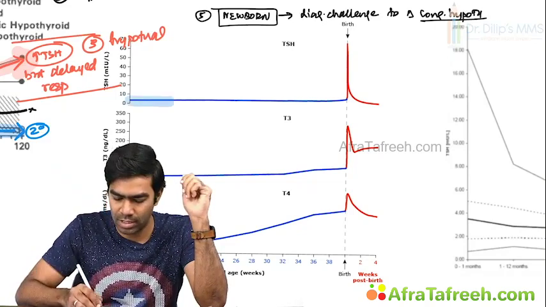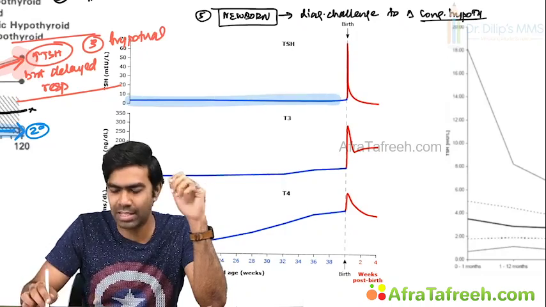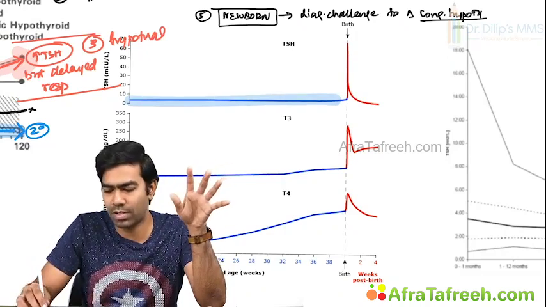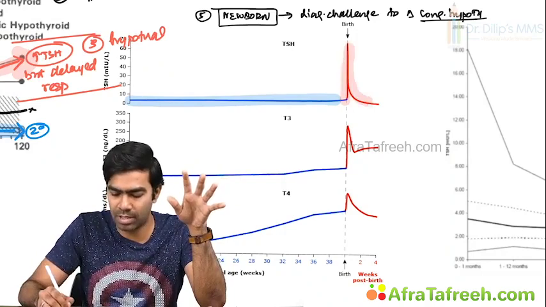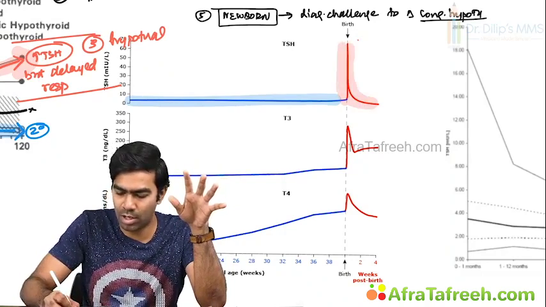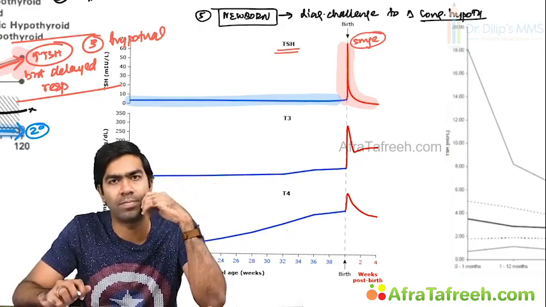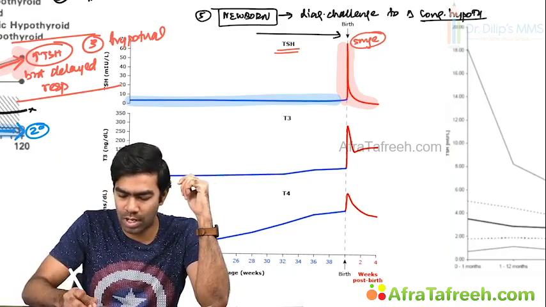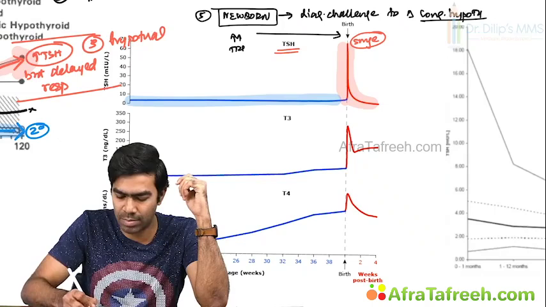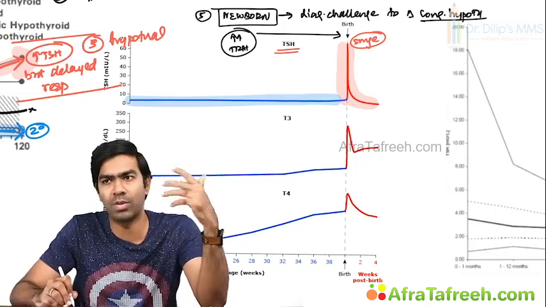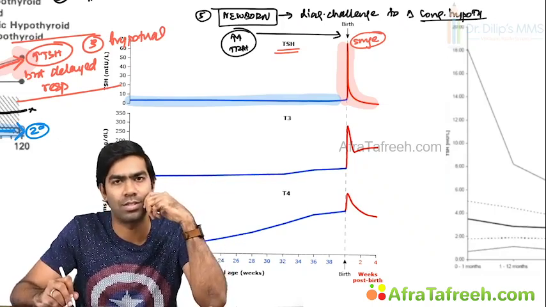So you can see the TSH before birth. It's nice and very normal compared to that of the adults. But at birth, something happens to the TSH. There is a surge of TSH that is happening at the time of birth. That is due to a large amount of TRH that is coming from the hypothalamus. That makes the pituitary synthesize a lot of TSH.